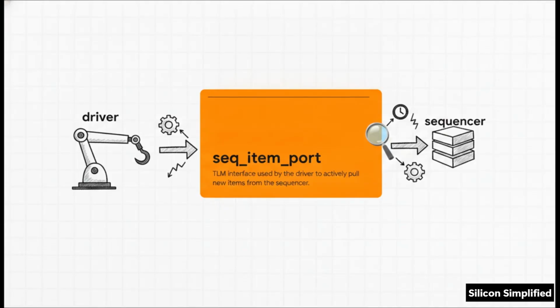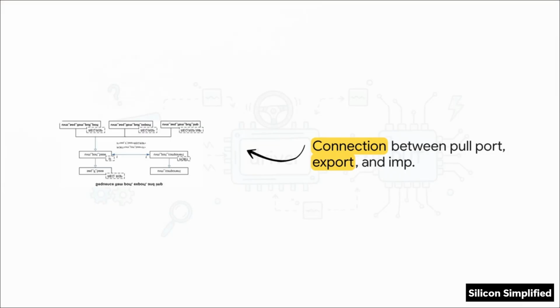Think about it. Because hardware runs on continuous, unforgiving clock cycles, the driver has to dictate the pace. It decides when it's ready to wiggle the pins, and at that exact moment, it pulls the next transaction from the sequencer. Looking at the structural hierarchy, you can trace exactly how that seq_item_port bridges the gap straight to the sequencer's export. The uvm_seq_item_pull_port on the driver side communicates directly with the pull export and implementation on the sequencer side. This unified channel makes the entire pull semantic possible. It's literally reaching out across the component hierarchy to grab the data it needs to drive the bus.